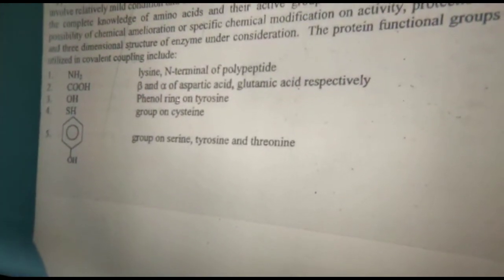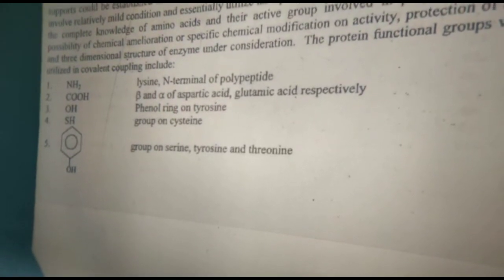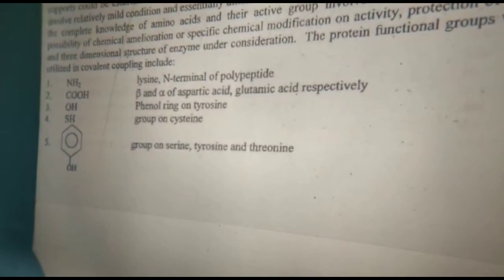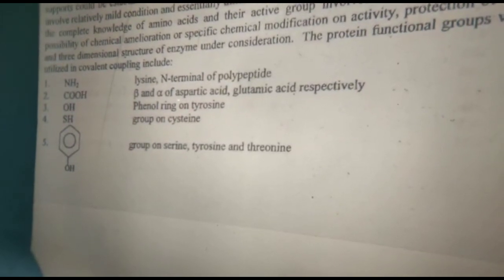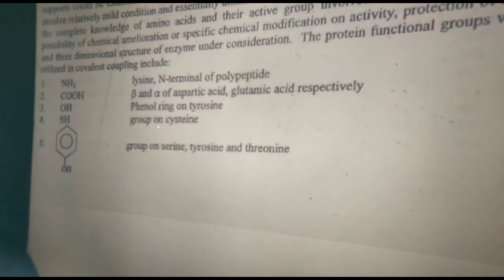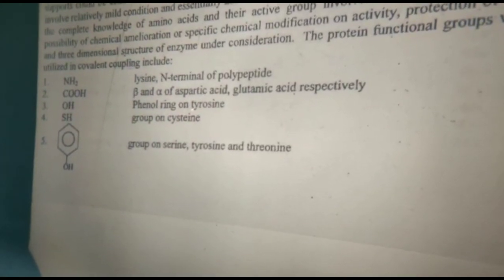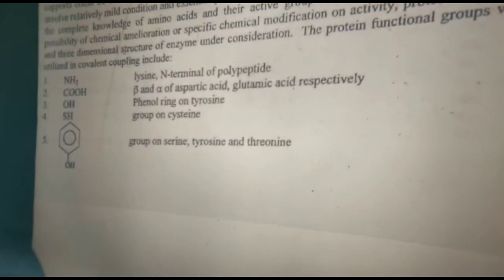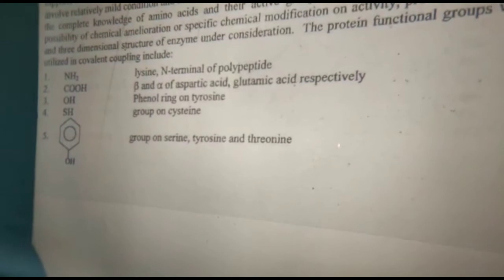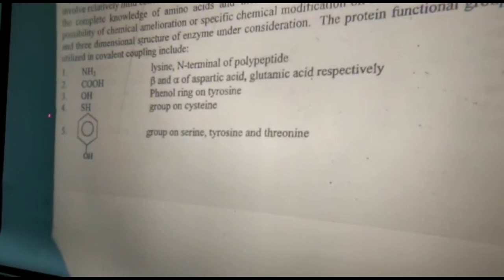Then the phenolic ring on tyrosine. If you could see the structure of tyrosine, it contains a phenyl ring, along with an OH group attached upon it, and the sulfhydryl group of cysteine. If you could see the cysteine molecule, it contains a sulfhydryl group. Now the hydroxyl groups on serine, tyrosine and threonine are important in this aspect.